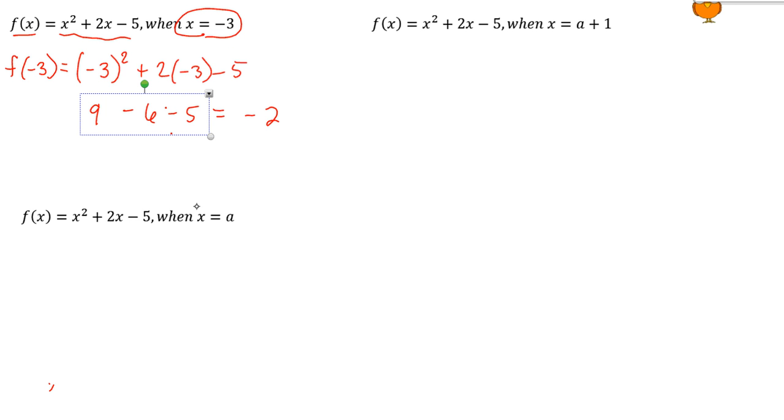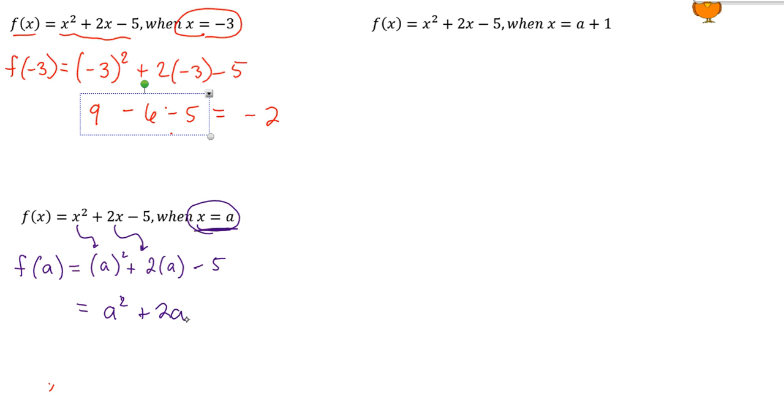Sometimes it's not a number that you plug in. Sometimes it's actually a letter or anything, right? So when I say x equals a, this time I'm finding f of a, which means exactly the same thing. Everywhere there's an x, I'm going to take it out and replace it with an a. Minus 5. And then if you simplify that down, get rid of parentheses, it looks like that. So f of a equals that function right there.